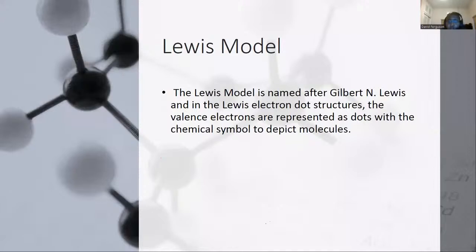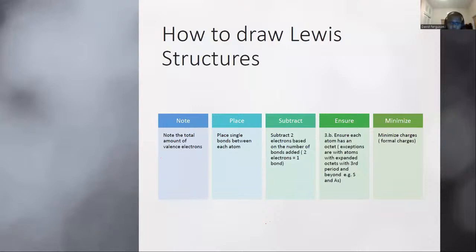The Lewis model is named after Gilbert N. Lewis, and you have the valence electrons represented as dots. Electrons forming your bonds are represented as sticks. And you have chemical symbols to depict the molecules. So let's just go through this again. Note, place, subtract, introduce, or minimize. So note the total amount of valence electrons. Place single bonds between each atom.